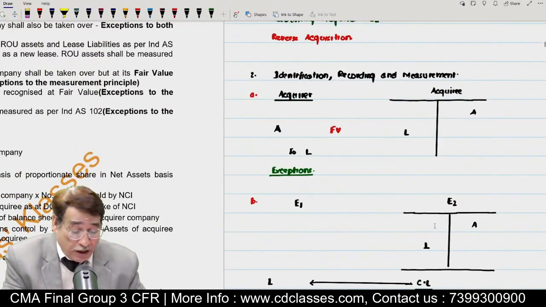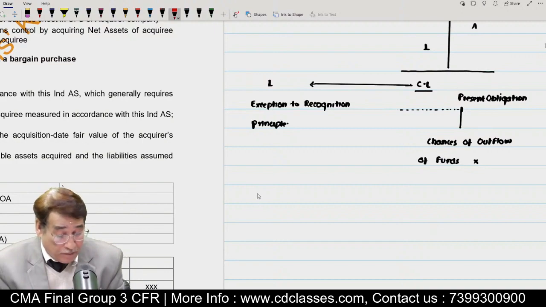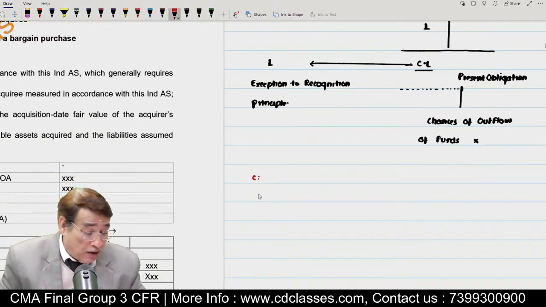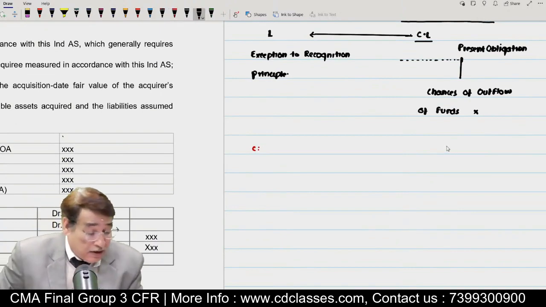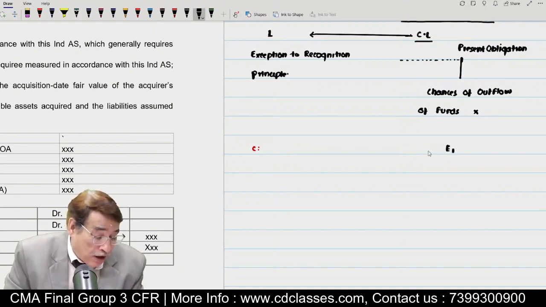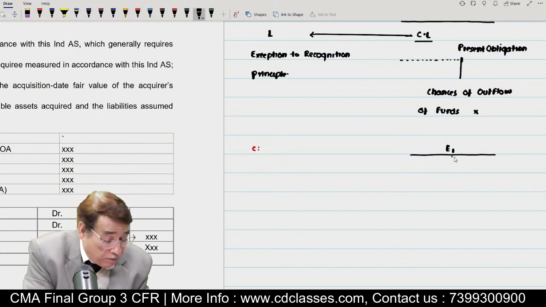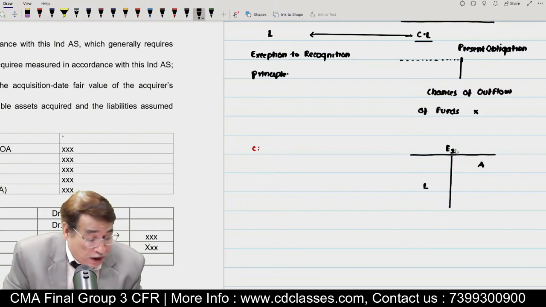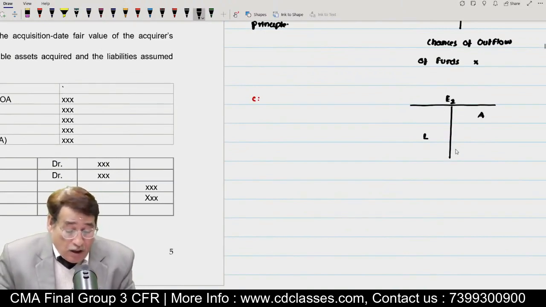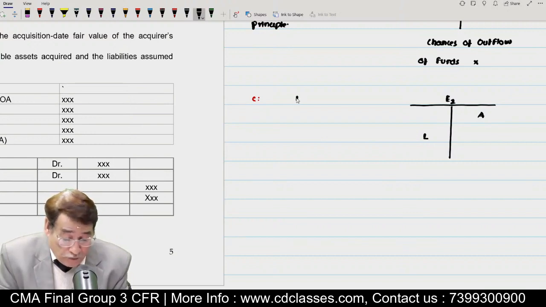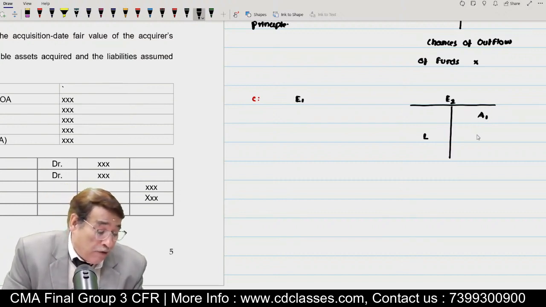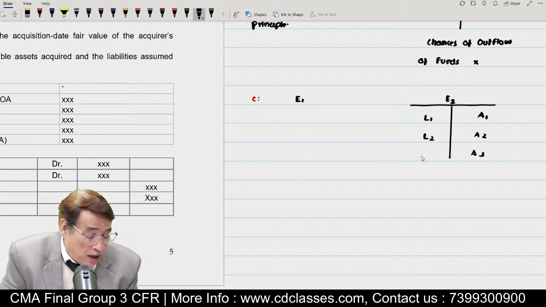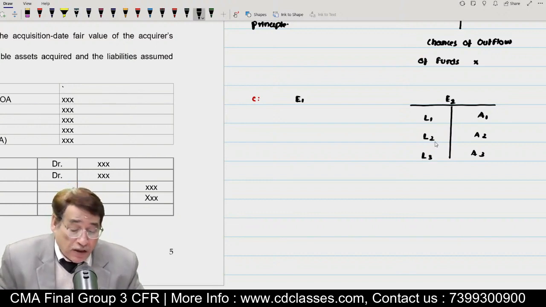Now, under step number 2, we have taken A, B, and now I am moving over to point number C. Pay attention. In this case also, let us say this is the balance sheet of E2. Sorry, I have written E1, actually it is E2. Let us say there are some items in the books of E2 like A1, A2, A3. Similarly, there are some liabilities L1, L2, L3 in the books of the acquiring company. Is it clear to you or not?